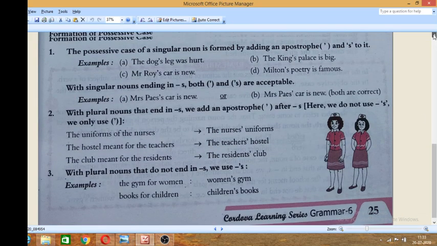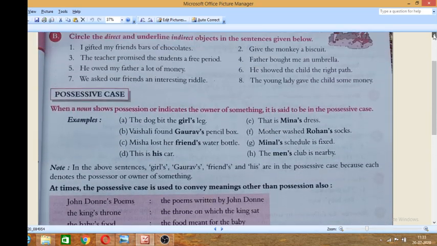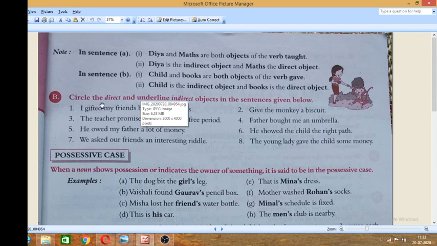Next, come to the next page. Here a lot of examples are there. Circle the direct objects and underline the indirect objects. What you have to do is just circle the direct objects and underline the indirect objects. I'm just giving an example. I gifted my friends bars of chocolates. I gifted whom? My friends. The verb is gifted. Whom did you gift? My friends. The answer to the question whom is the indirect object, and the answer to the question what is the direct object.